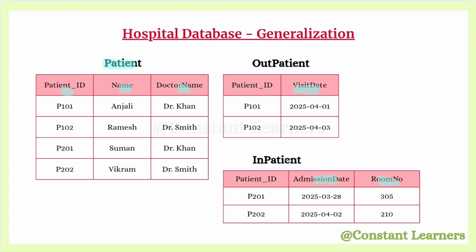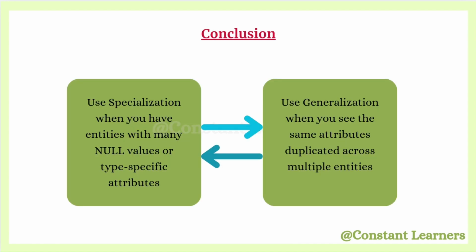Alright? I've seen hospital systems where patients literally appeared as different people in different departments because of poor database design. With generalization, you create a cohesive view of each person across your entire system. Alright? So the real power comes when you know exactly when to use each approach. Use specialization when you have entities with many null values or type-specific attributes, and use generalization when you see the same attributes duplicated across multiple entities. The best database designs often use both techniques, creating a hierarchy that perfectly maps to your real world data.